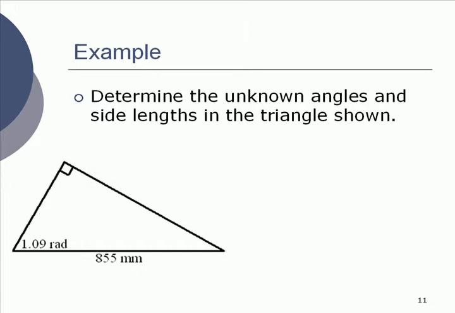Okay, take just a minute. Never mind, we're going to do this one together. This time, same principle, but this time our angles are in radians. Determine the unknown angles and side lengths for this triangle.